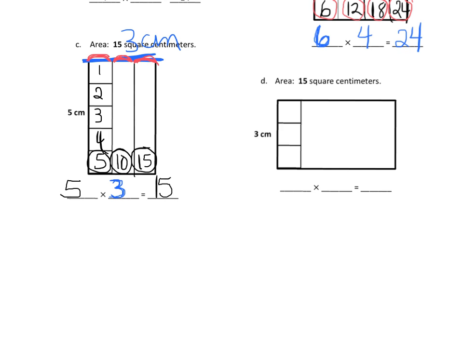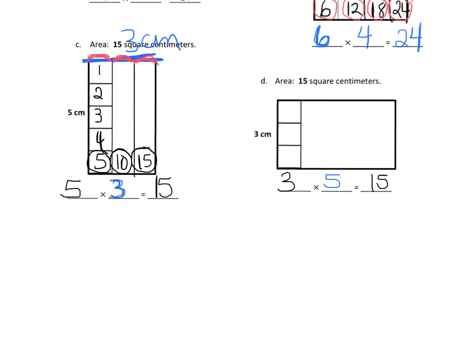All right. And then the last problem, way over here, we have a side length of 3 and an area of 15. So we know that we can put in a 3 here, and the area is going to be 15, which means our missing value is 5. And if we wanted to, we really could.